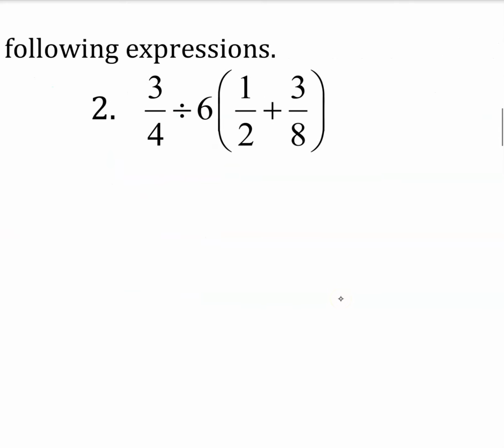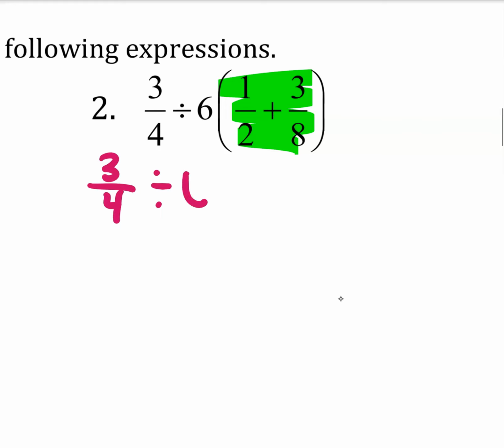Number 2, okay, see we've got some fractions. This might be a little like red flag for some of you guys, but we're going to be okay. So we do have some parentheses, so we're going to take care of this part first. We're going to ignore the rest. So I'm going to write out what I have. I have 3 over 4 divided by 6.